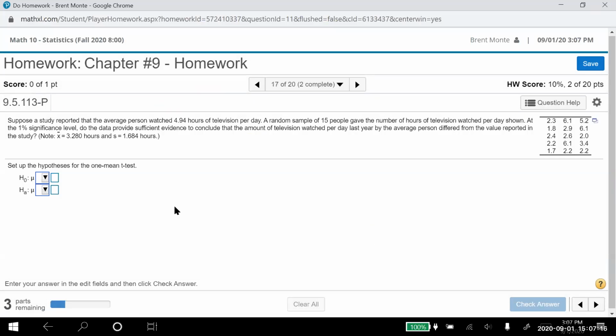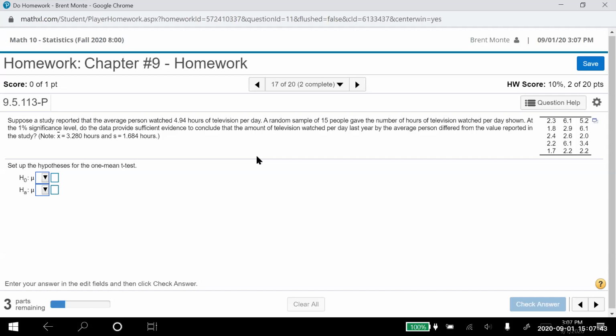Okay, so here's the question. It says, suppose a study reported that the average person watched 4.94 hours of television per day. A random sample of 15 people gave the number of hours of television watched per day shown. At the 1% significance level, do the data provide sufficient evidence to conclude that the amount of television watched per day last year by the average person differed from the value reported in the study?